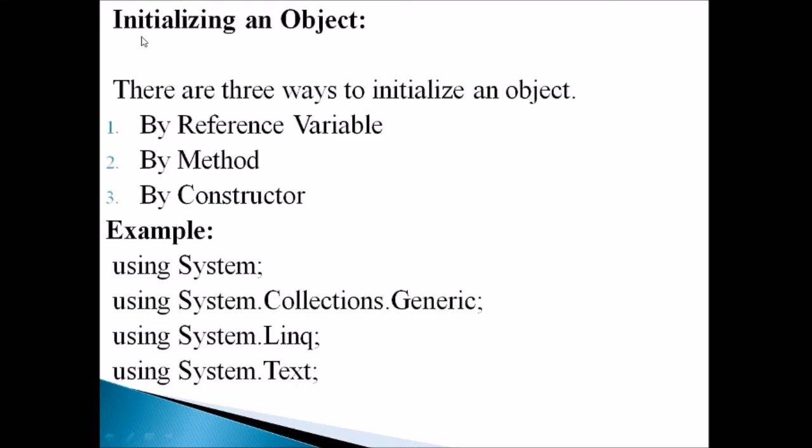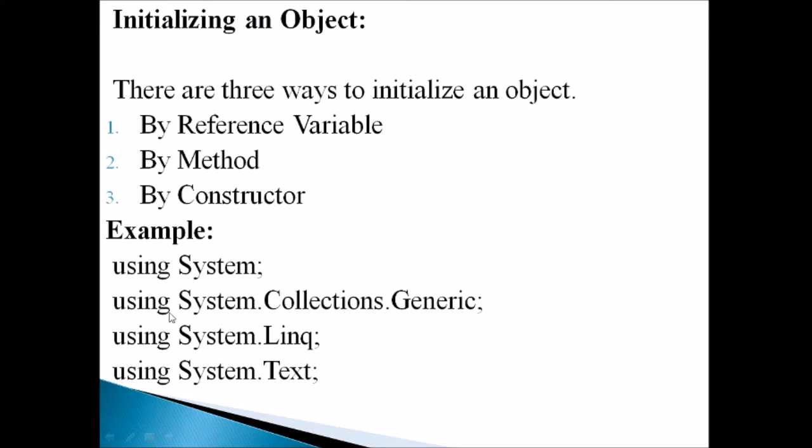And the next title is initializing an object. Once the object is created, it should be initialized with some value. For that, there are 3 different ways to initialize an object. The first one is by reference variable, the second one by method, and the third one by constructor. Let us see these 3 things in a single program itself.